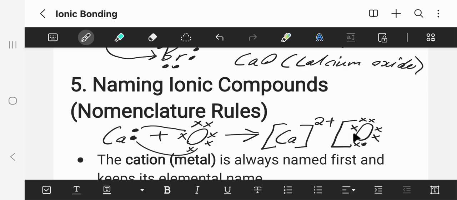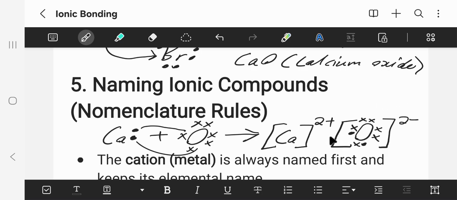And here, this is what we will have. How many electrons did oxygen gain here? It gained 2 electrons. So this is the Lewis diagram for calcium oxide. I hope, guys, it makes sense.